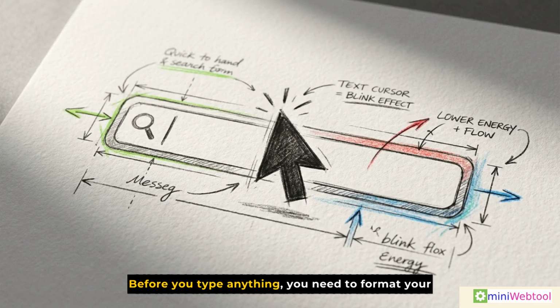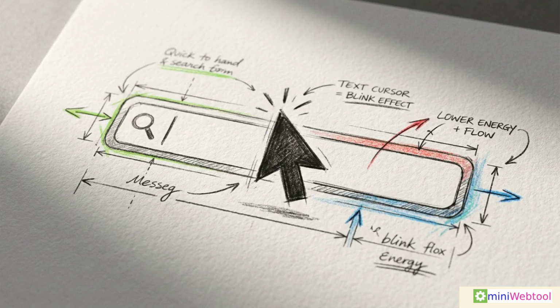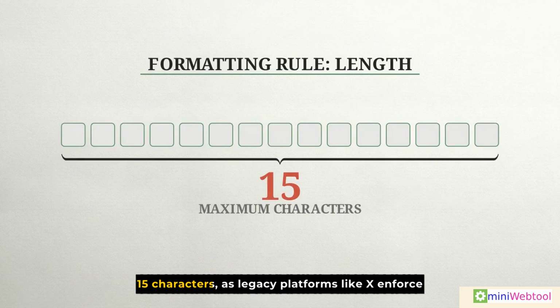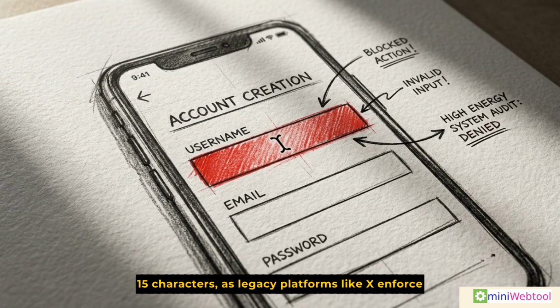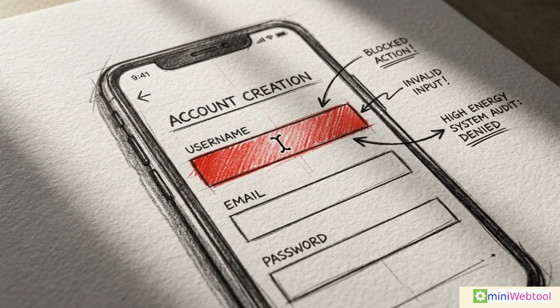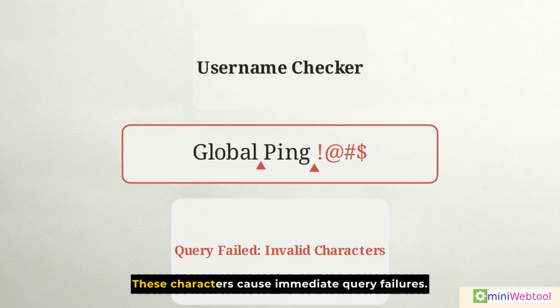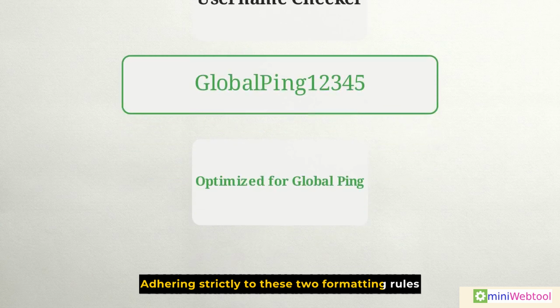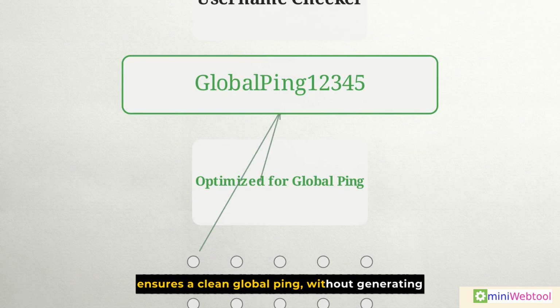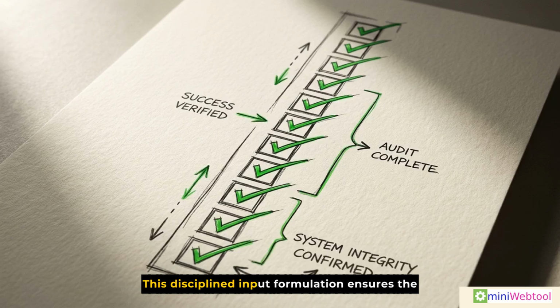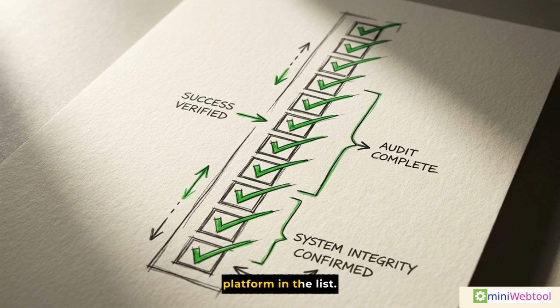Before you type anything, you need to format your query. First, your desired name should ideally stay under 15 characters, as legacy platforms like X enforce strict length limitations. Second, avoid spaces and special symbols entirely. These characters cause immediate query failures. Adhering strictly to these two formatting rules ensures a clean global ping without generating false negative results across the network. This disciplined input formulation ensures the diagnostic returns accurate results for every platform in the list.